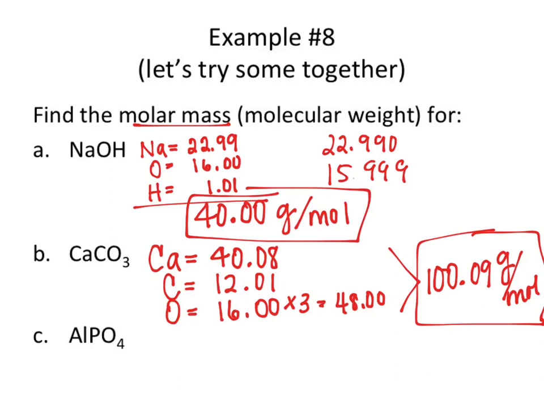Okay, if you are not getting my answers, raise your hand and let me know so I can come and help you. Number 6, or C, that is AlPO4. So that is Al, not AI. Al is its own thing. That is aluminum.